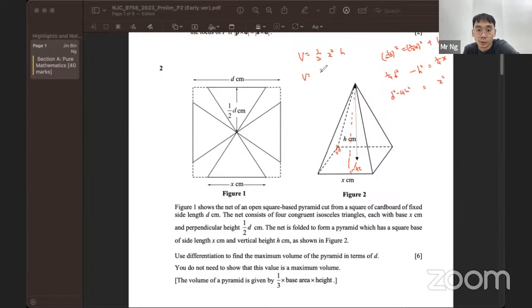So the volume is 1/3 (d squared minus 4h squared) h, which equals 1/3 d squared h minus 4/3 h cubed. So dV/dh equals 1/3 d squared minus 4h squared.